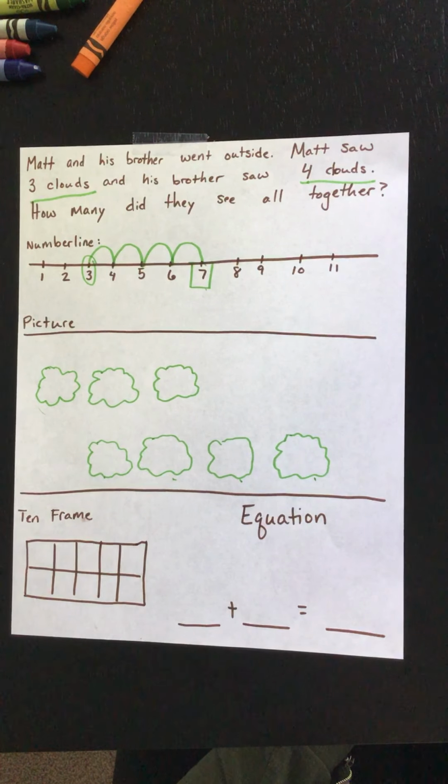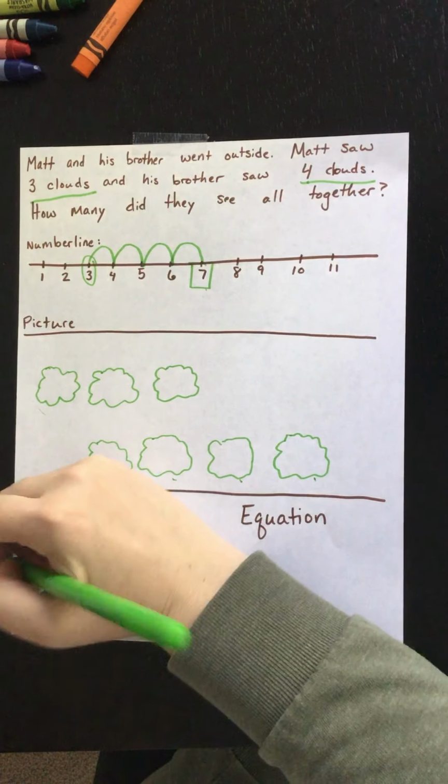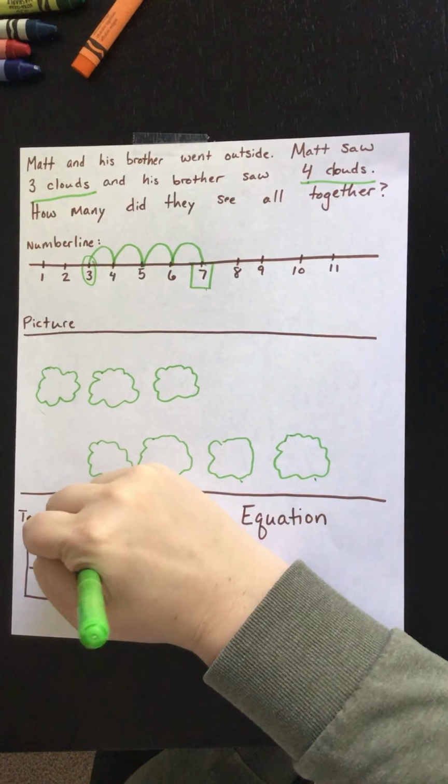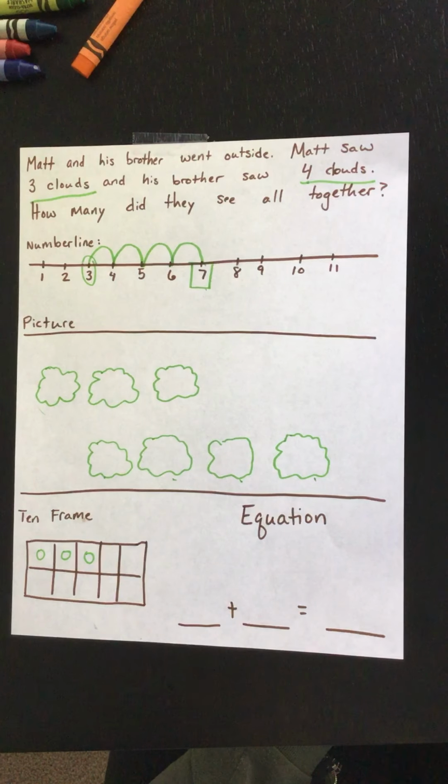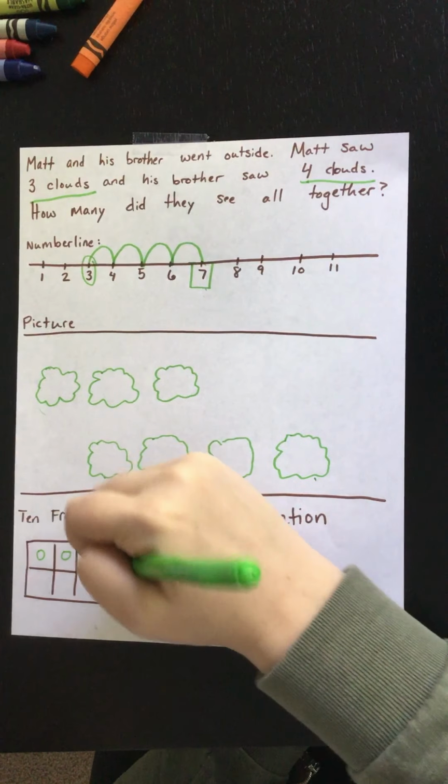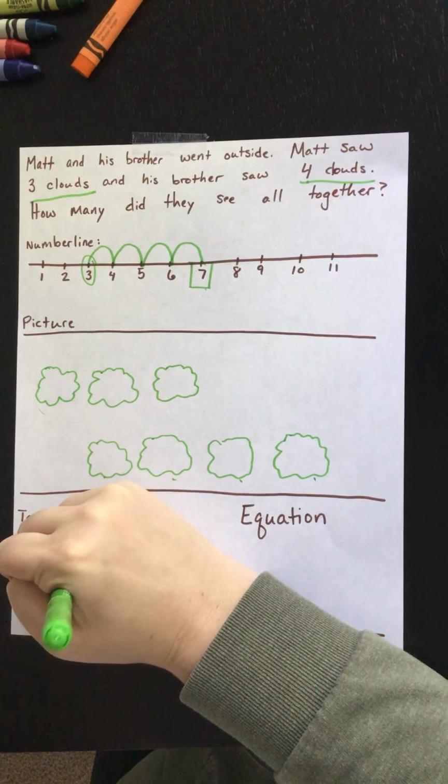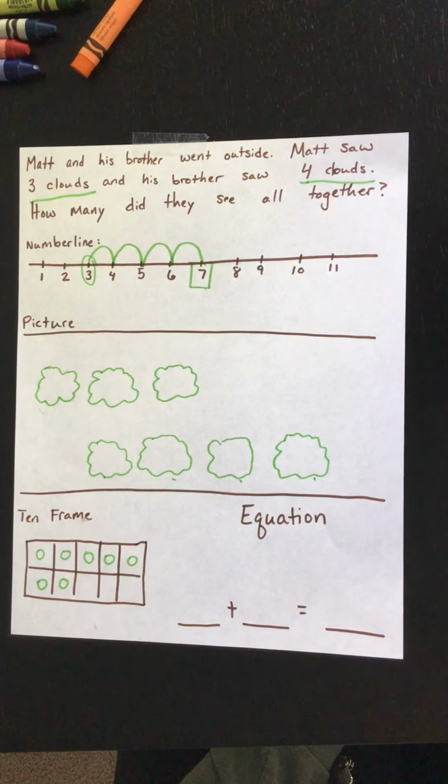Now we're going to do it inside of our 10 frame. 3 plus 4. So I'm going to put 3 circles in my 10 frame, and then I'm going to put 4 more circles in my 10 frame. 1, 2, 3, 4. How many circles do I have in all? I have 7. Good job.